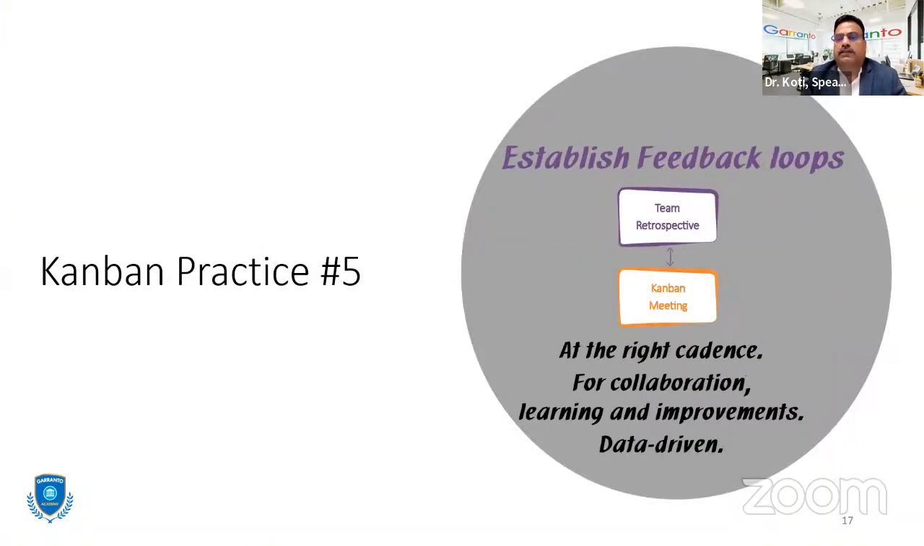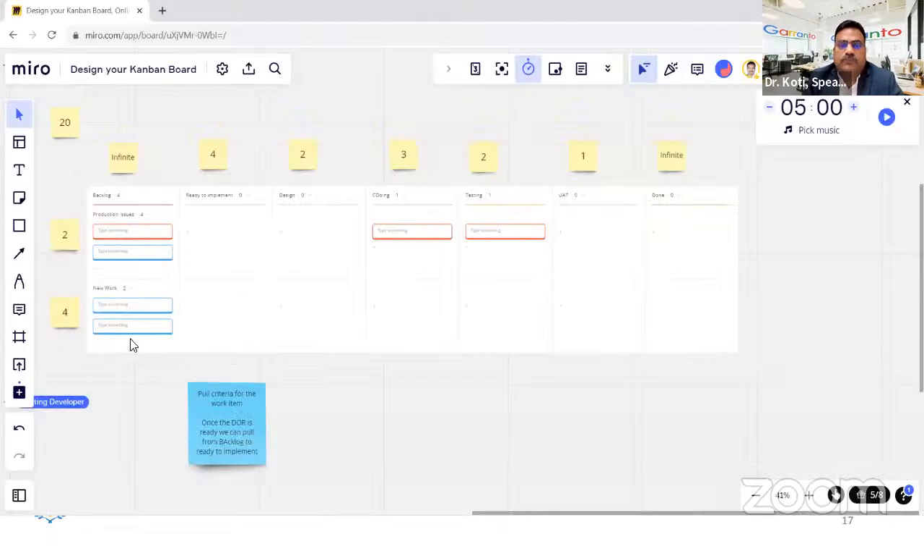Now the next one is to establish the feedback loops. We have two loops: one is the team retrospective, the other is the Kanban meetings. At regular intervals, let us say we have visualized this, applied the WIP limits, and created some policies. None of them are written in stone. We must make sure that they can be changed over a period of time. We are starting with what we can do now. That is the first change management principle. We agreed to change on an evolutionary basis.